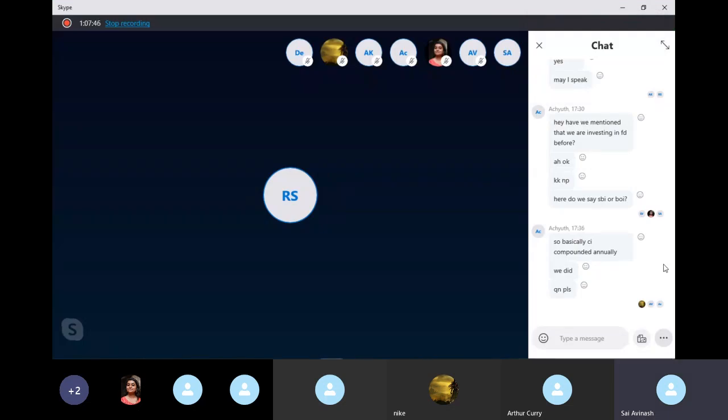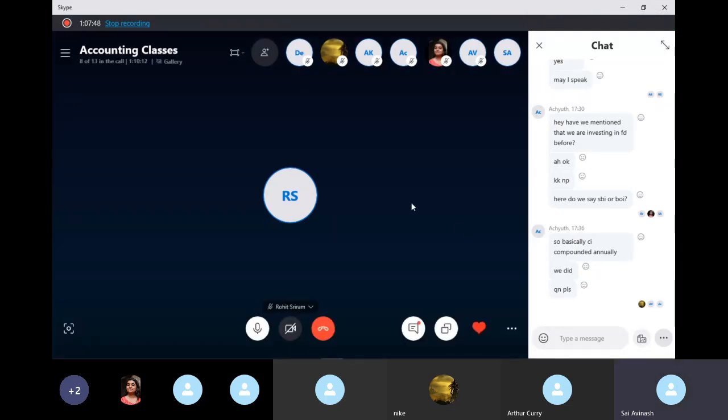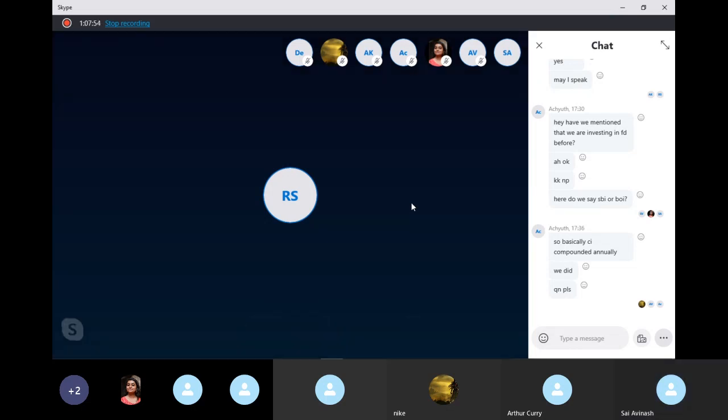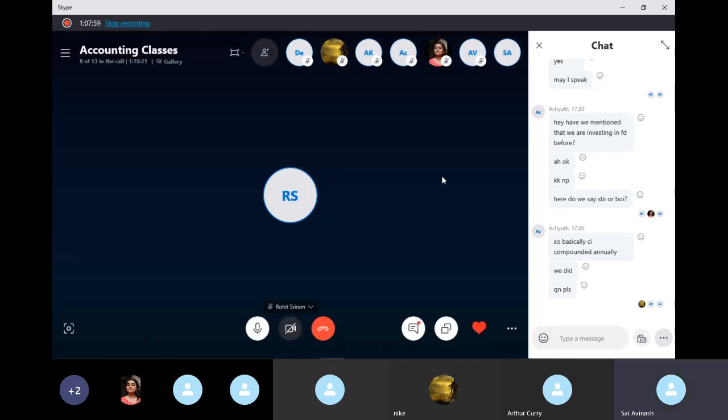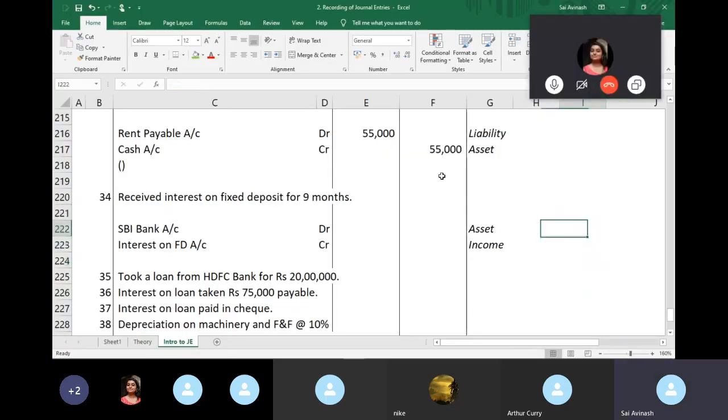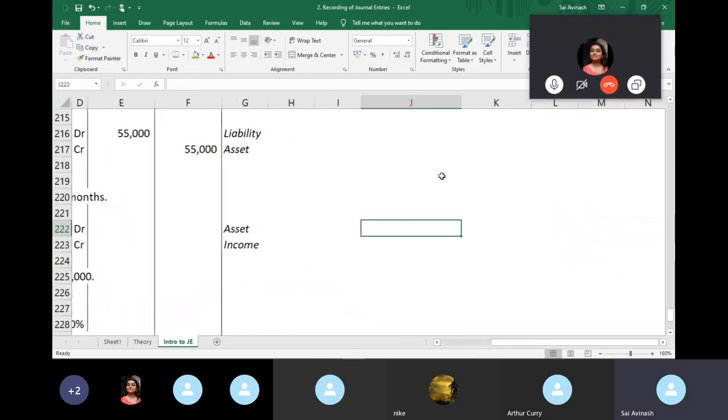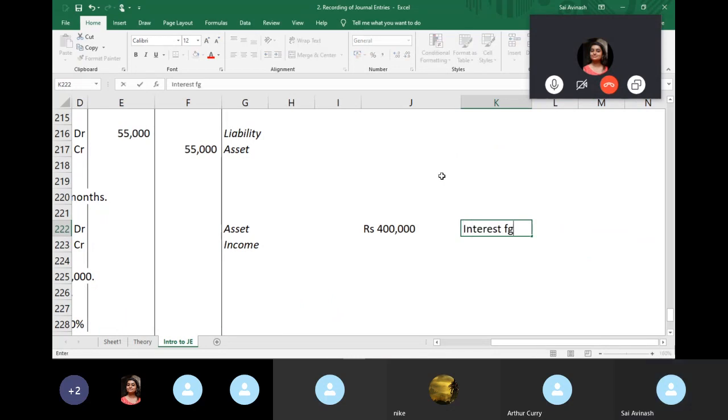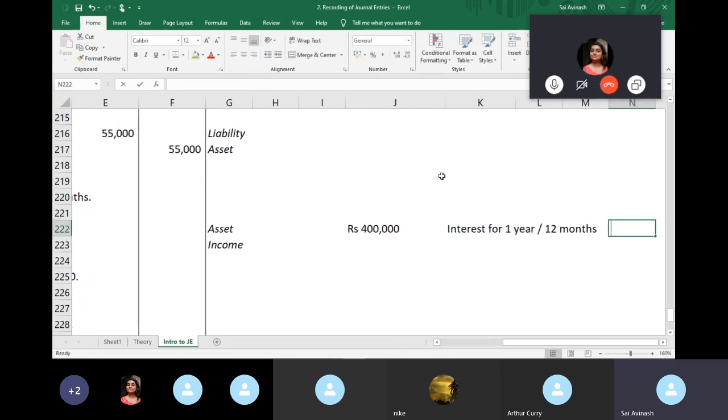Any ideas? Shouldn't be that hard. If you've learned compounding, this should be very basic for you. Okay, I'll go ahead and answer that. Don't worry. Okay, so what do I know? It's rupees 4 lakhs, right? Interest for 1 year, which is 12 months, is 10% of 4 lakhs, right?